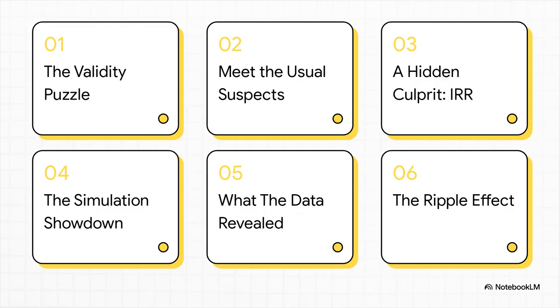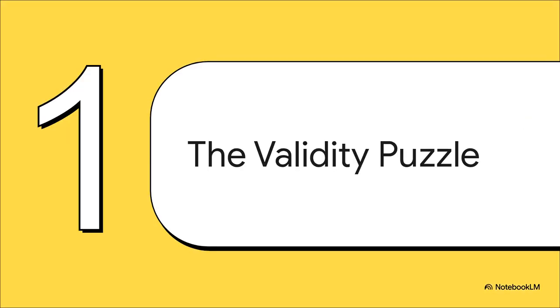So, here's our game plan. First, we're going to tackle the core puzzle itself. Then we'll meet the usual suspects that researchers always look for. After that, we unmask our hidden culprit, a little something called IRR. We'll see how it was caught red-handed in a simulation, look at the hard evidence, and finally talk about the ripple effect this has on all of us. Okay, let's dive right in.